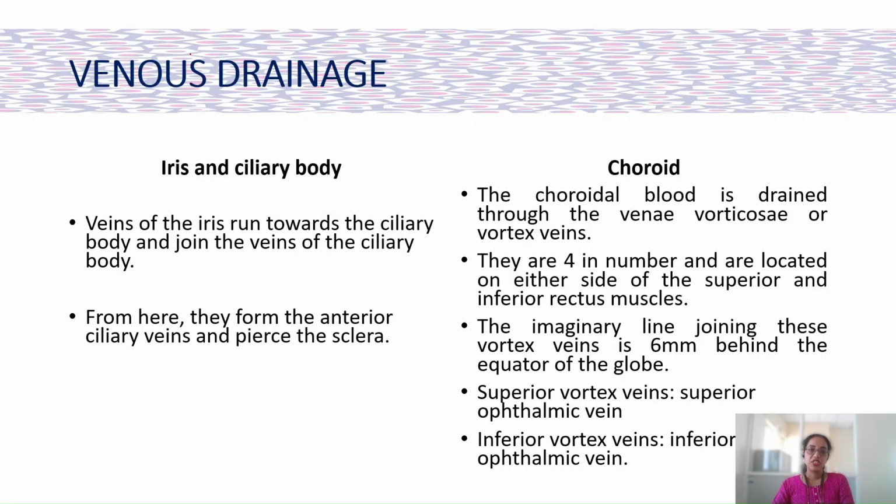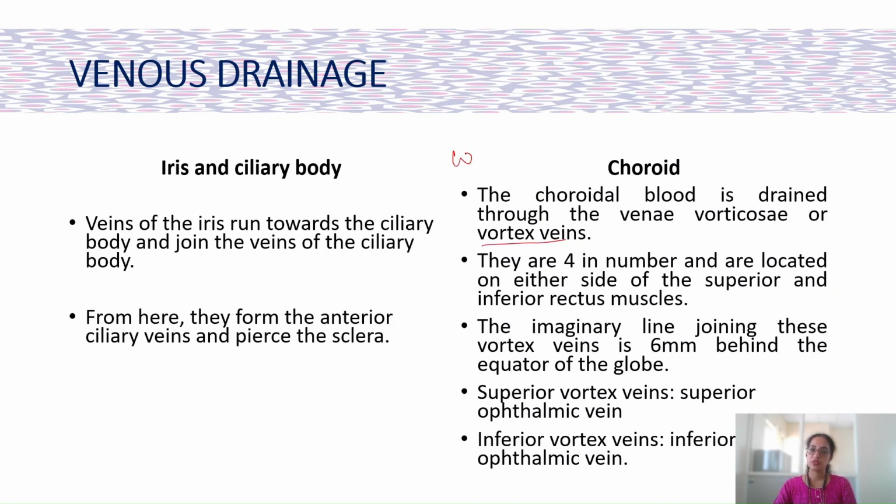Let's learn about the venous drainage. In the iris and the ciliary body, the veins of the iris run towards the ciliary body and join the veins of the ciliary body. From here, they form the anterior ciliary veins, pierce the sclera and enter the orbit. Whereas the choroidal blood is drained through the vortex veins.